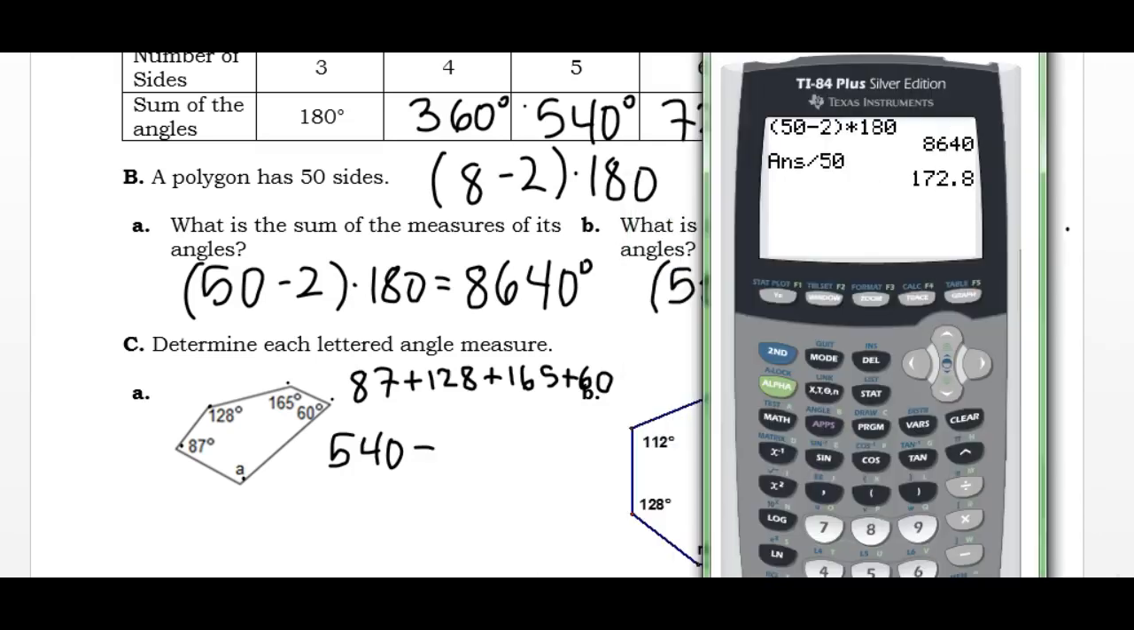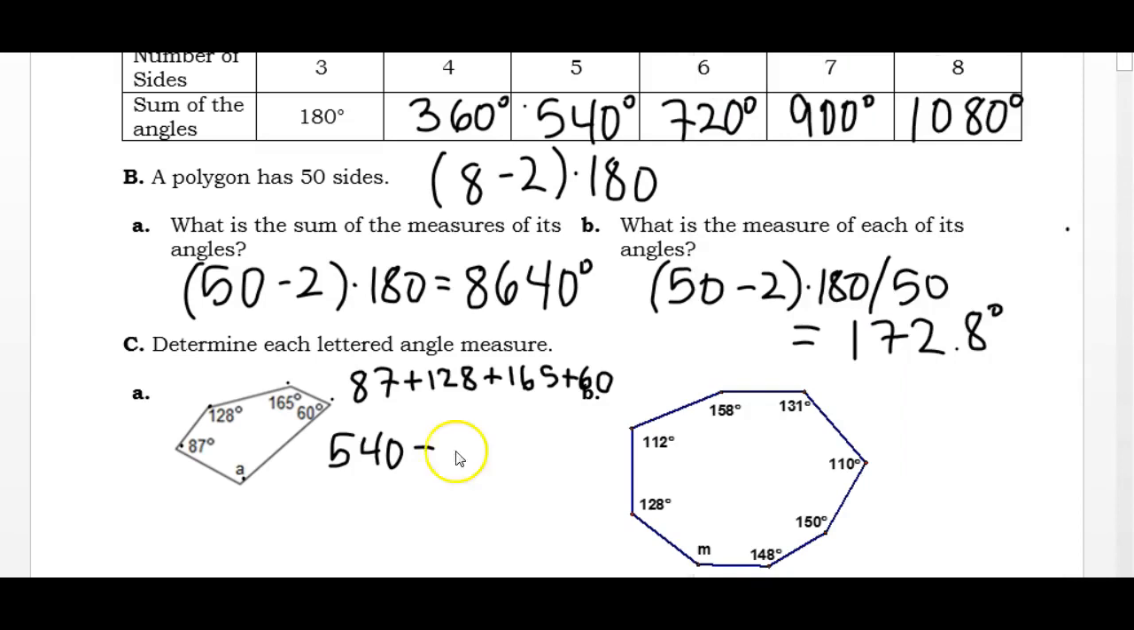So, let's see if I can do this. 87, 128, 165, 60. The 4 angles I have so far are 440 degrees, so 540 minus 440, I should get 100. We're going to do the same thing on the next example.